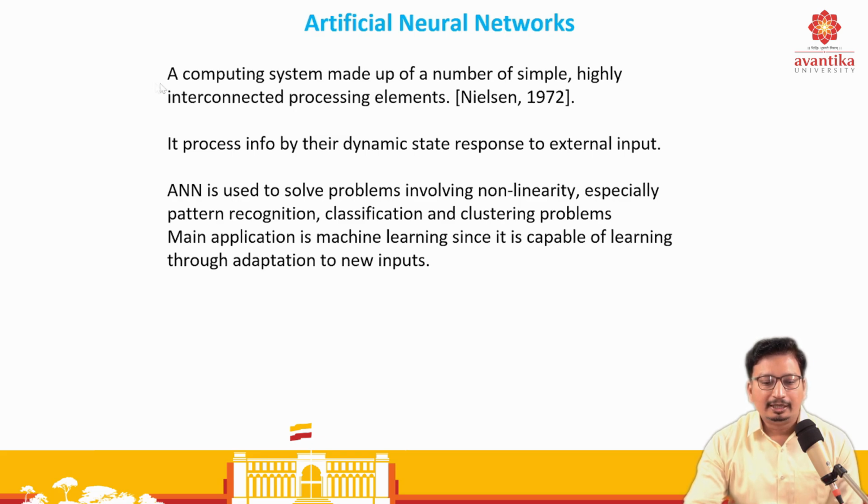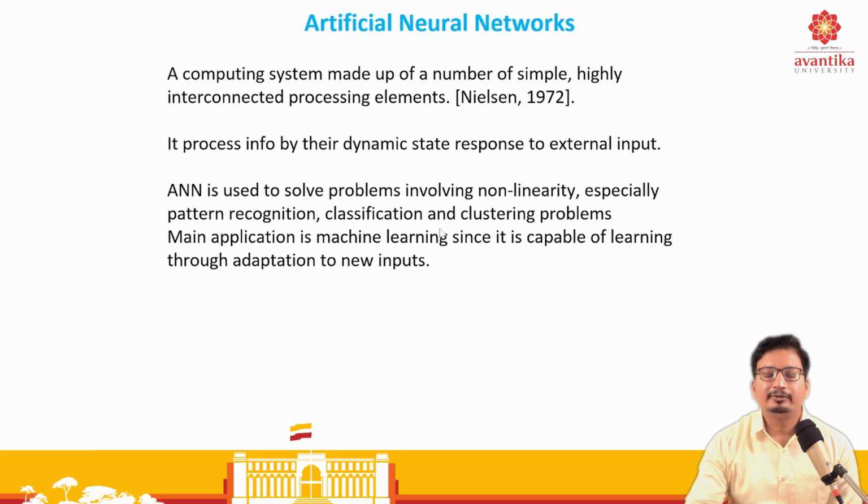So what is it? A computing system made up of a number of simple, highly interconnected processing elements, that is the neurons. It processes information by its dynamic state response to the external input. We acronym artificial neural network as ANN in our further slides. ANN is used to solve problems involving non-linearity, especially pattern recognition, classification, and clustering problems.